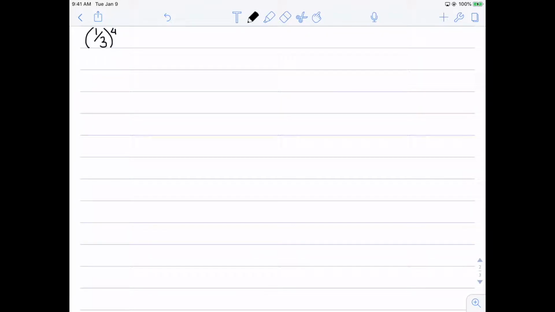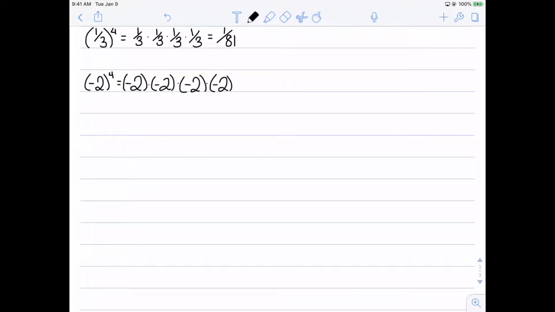The first one I want to look at is 1/3 to the 4th power. So this means I need to multiply 1/3 by itself 4 times. So I have 1/3 times 1/3 times 1/3 times 1/3. And when I multiply all those out, I get 1/81. The next one I want to look at, (-2) to the 4th. And when we're dealing with exponents, we need to really be careful of parentheses. This means -2 times -2 times -2 times -2, which gives me positive 16.